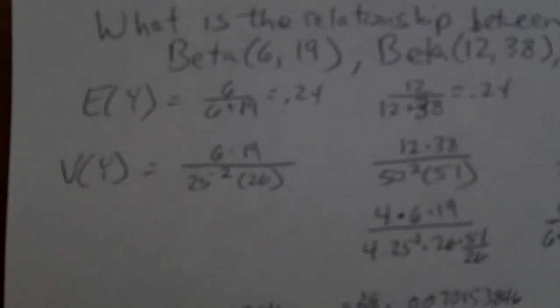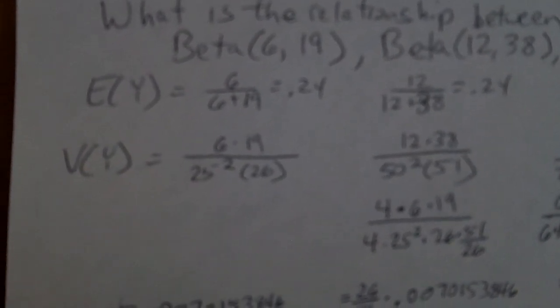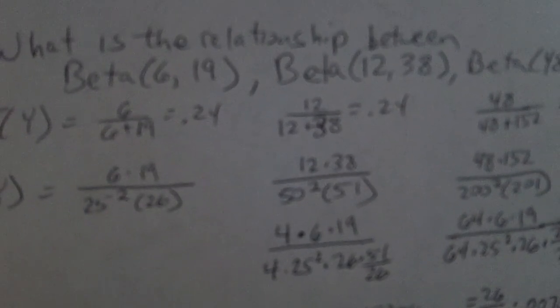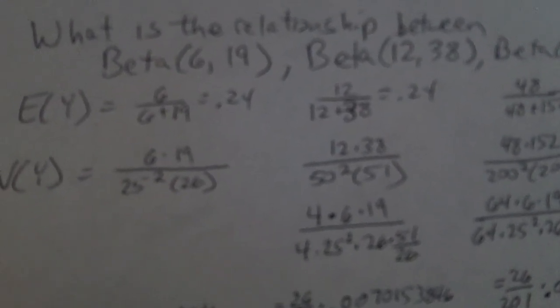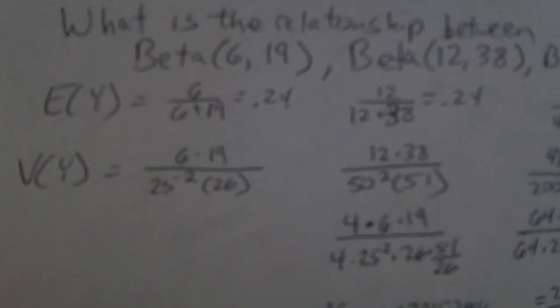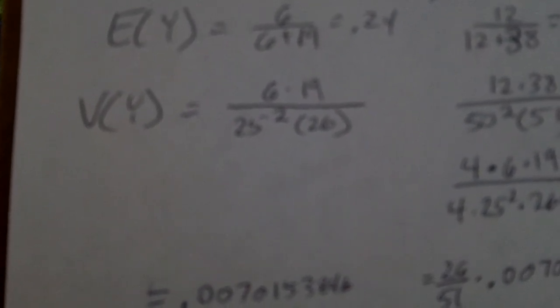Well, if you go through the calculations for the expected value of y for each of these three situations, you find that the mean is equal to 0.24. That was set up intentionally that way. That was the desired level that we want, but we're certainly not always going to get that. You've got the calculation for the variance of y written out there, and then I've gone through and done the same thing in the cases of 12 and 38 and 48 and 152.